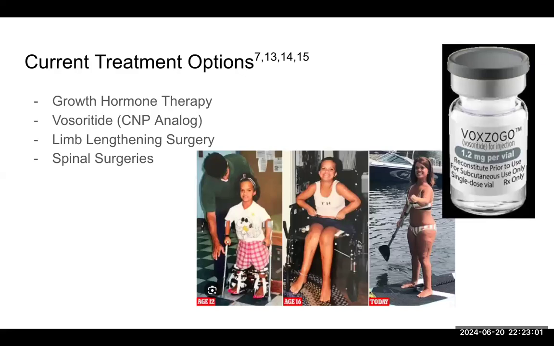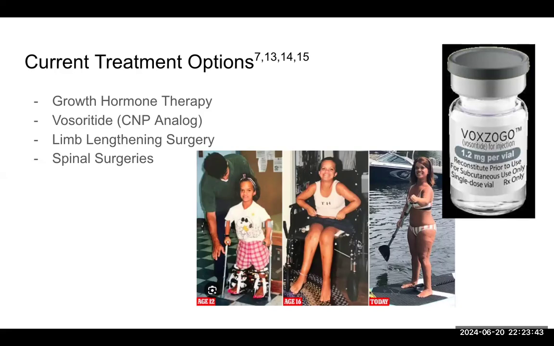Although there are various treatment options, some of the key ones I wanted to highlight are growth hormone therapy, which involves the administration of recombinant human growth hormone to promote growth in children with achondroplasia. It may increase height velocity, but the long-term impact on final adult height is variable. Vosoritide, a CNP analog, improves bone growth by targeting the FGFR3 pathway. It has been recently approved for children, showing promising results in increasing growth velocity, but requires daily subcutaneous injections.